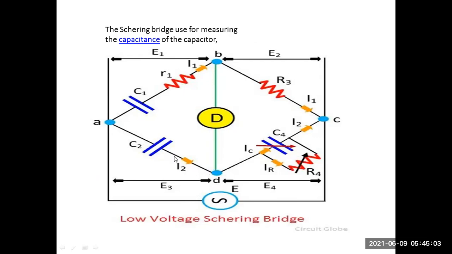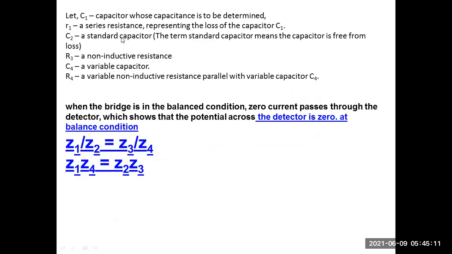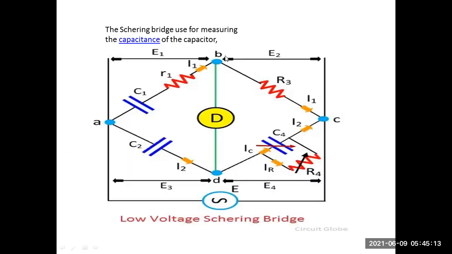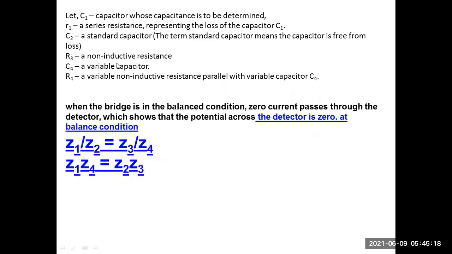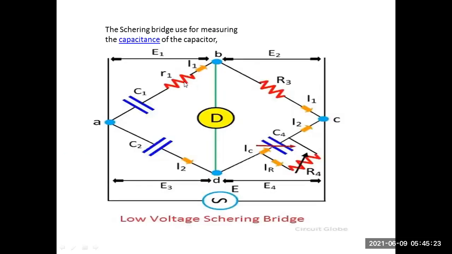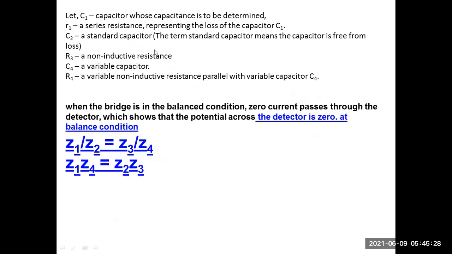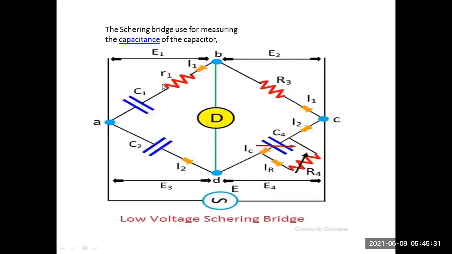Now, let us consider the capacitor C1, whose capacitance is to be determined. You can see we are calculating the capacitance of C1, clearly. R1 is a series resistance representing the amount of loss. It is the series resistance which represents the loss of the capacitor. So C1 and R1 are in series with each other, and C4 and R4 are in parallel with each other.